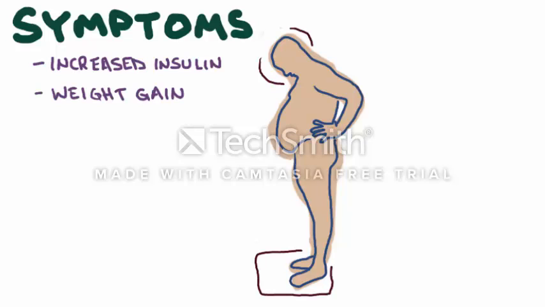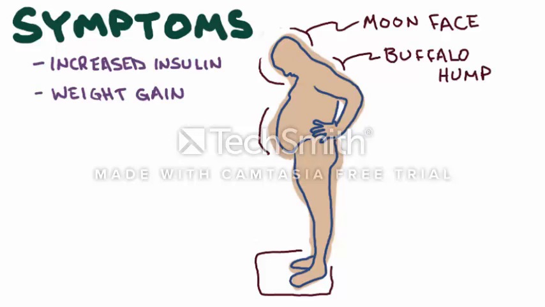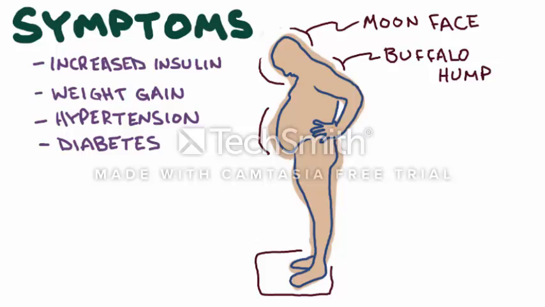Patients suffering from the syndrome have high levels of insulin and may complain of increased weight gain, especially in the face, where the rounding of the face is often described as moon face, the supraclavicular region, which is often unflatteringly described as buffalo hump, and the torso. Unsurprisingly, these individuals also have increased risk for hypertension and diabetes mellitus.